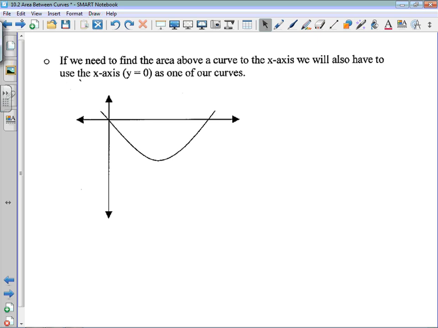We talked a little bit in 10.1 that negative area, at least as a calculus concept, is very possible. But negative area is typically more used for net change, which we'll talk a little bit about at the end of the course.